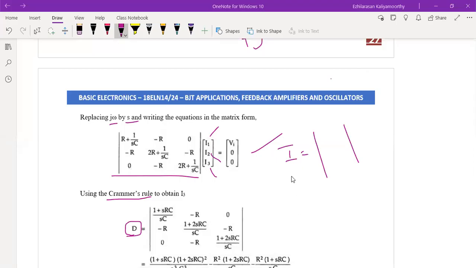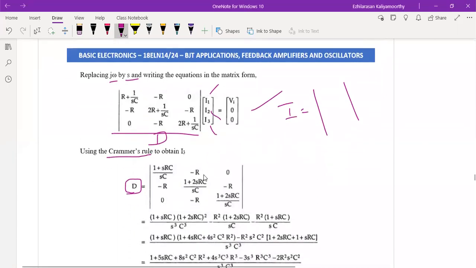Now let us see what Cramer's rule is. With the help of Cramer's rule, it is very easy to find each and every quantity. To do that, we consider this matrix as D. First, you have to find the determinant of this matrix, which I may call D, right?